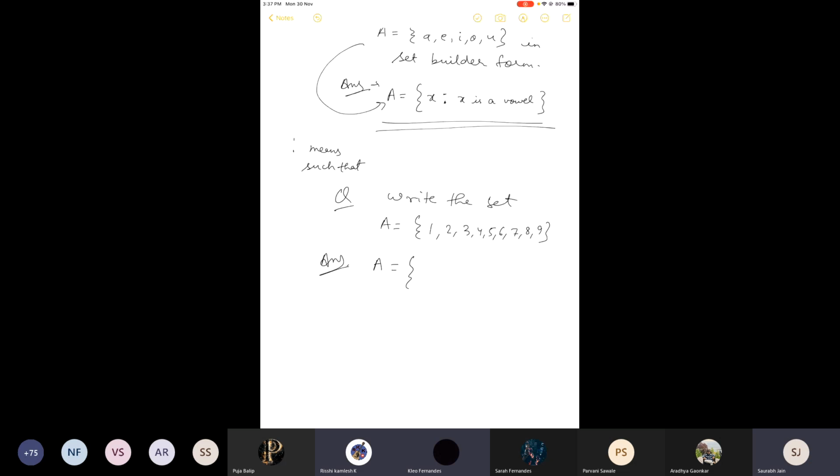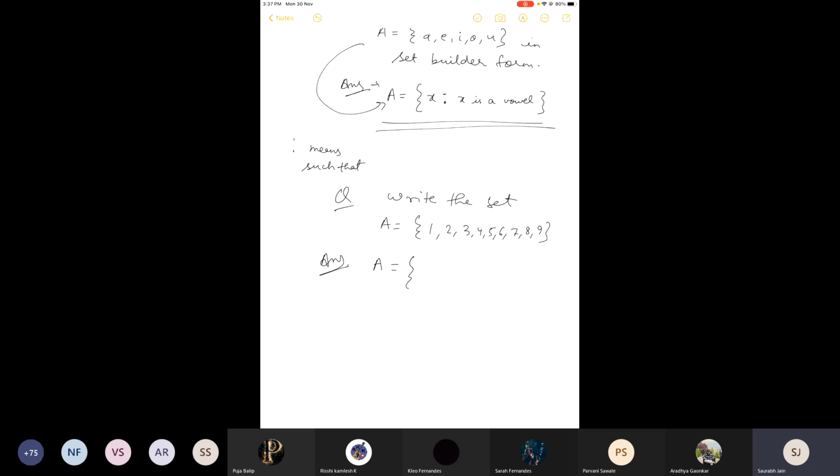A is a set of x such that x belongs to N and x is less than 10. Yes, please. So x belongs to N and x is less than 10. Yes, another student. You were also saying something. X is a set of positive integers less than 10. Now it is okay. Both of you are correct.